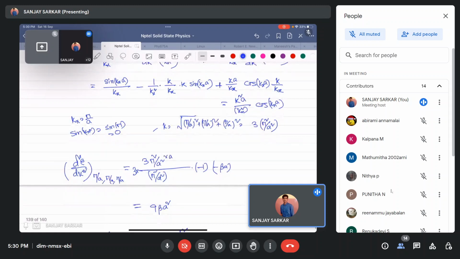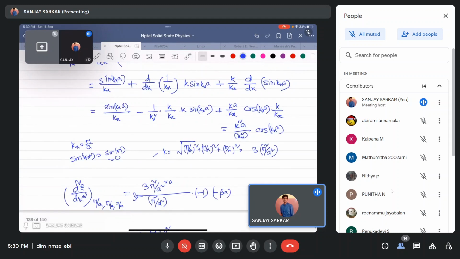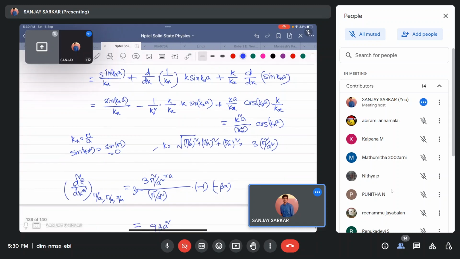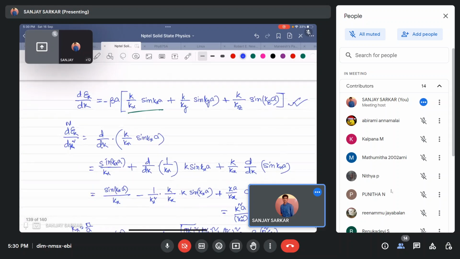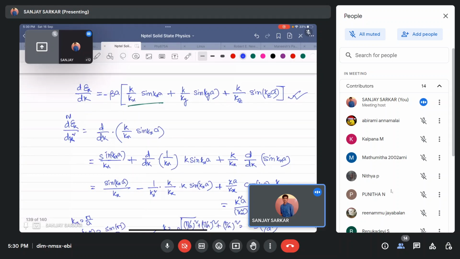And k square is kx square plus ky square plus kz square. Everything is at the boundary, pi by a. So we get k square as pi by a square plus pi by a square plus pi by a square, so k square is 3 pi by a square. That is also fine. So d2 epsilon by dk2, I don't think anything is wrong there.